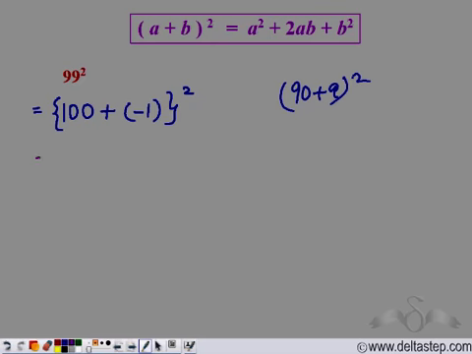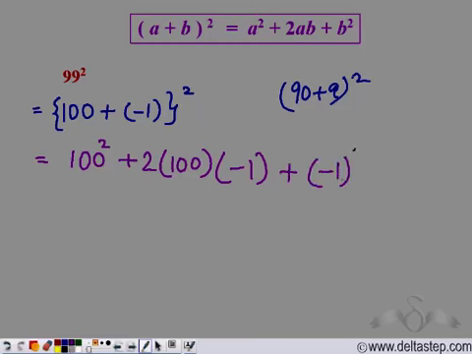Now 100 is my a, negative 1 is b. So a square is 100 square, 2ab is 2 into 100 into negative 1, and b square is negative 1 square. So 100 square is 1 and 4 zeros. 2 into 100 into negative 1 becomes minus 200. Negative 1 square is plus 1.